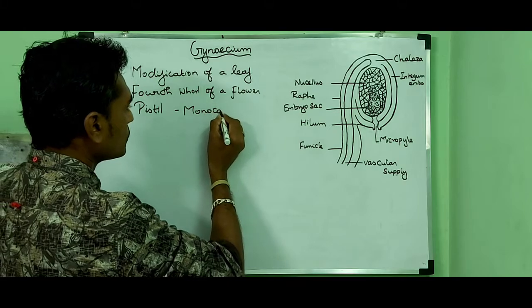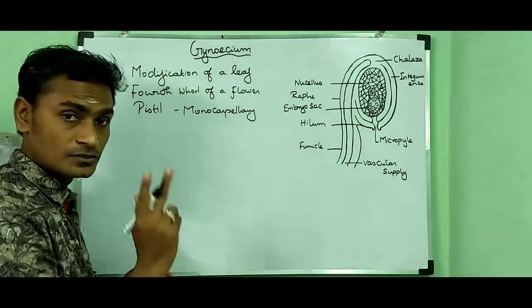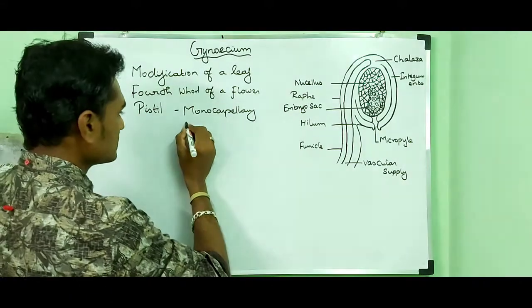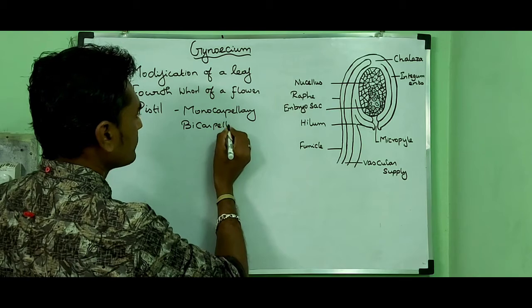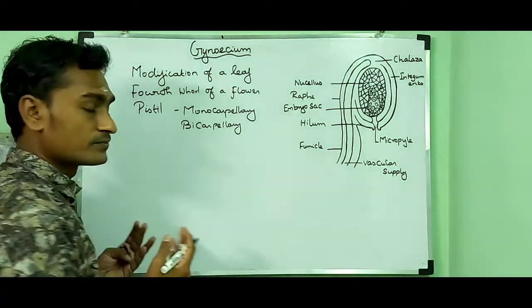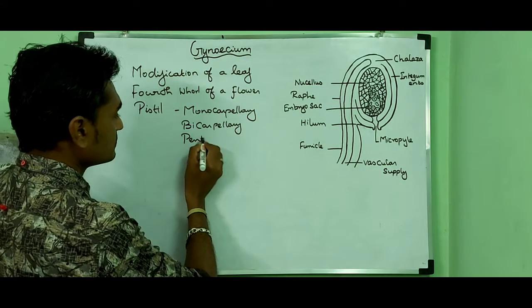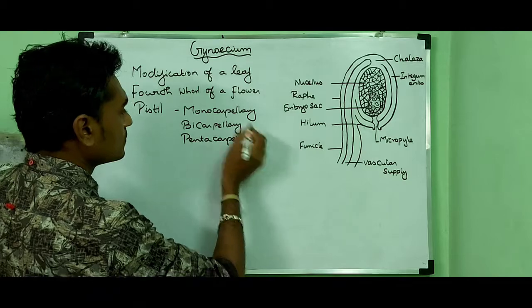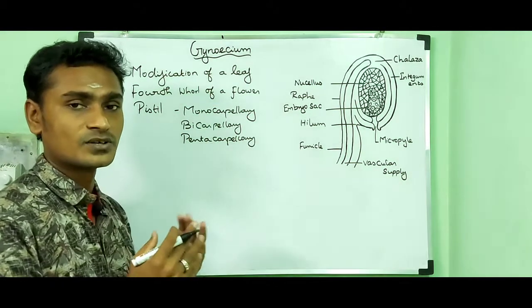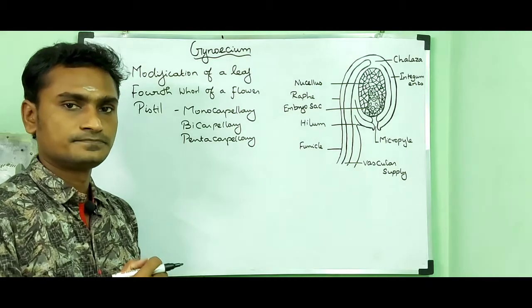monocarpellary. If it contains two pistils, they are called bicarpellary. Three, tricarpellary; four, tetracarpellary; five, pentacarpellary. More than these, they are called poly. The flower is said to be polycarpellary.